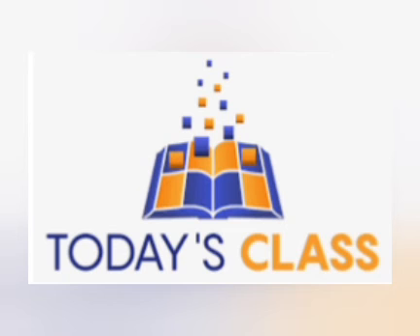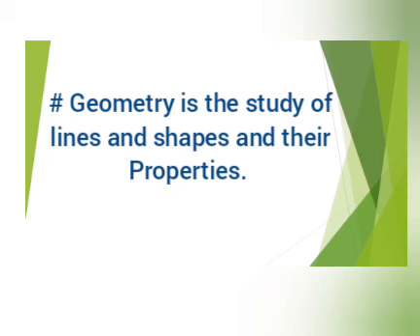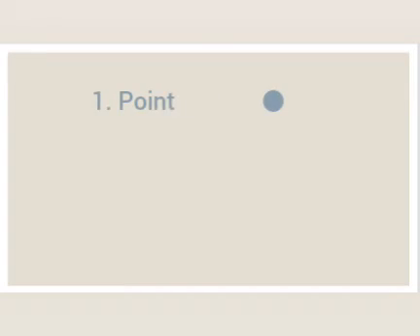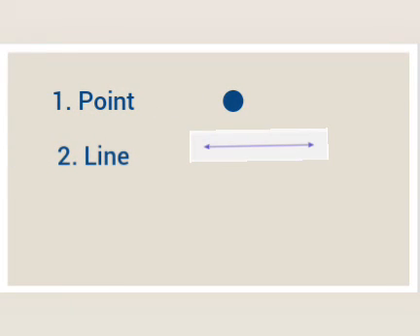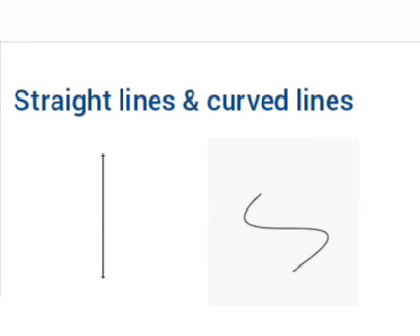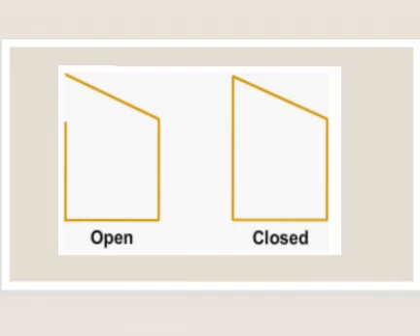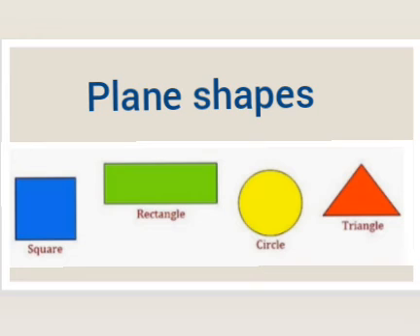Okay, my dear kids, let us begin today's class. Before that, let us revise first. In the last class, we have started Unit 5 Geometry. We know that geometry is the study of lines, shapes and their properties. After that, we have studied point, line, ray, line segment. Then about straight lines and curved lines. Then parallel lines, intersecting lines, open and closed figures, and at last we have studied about the plane shapes.